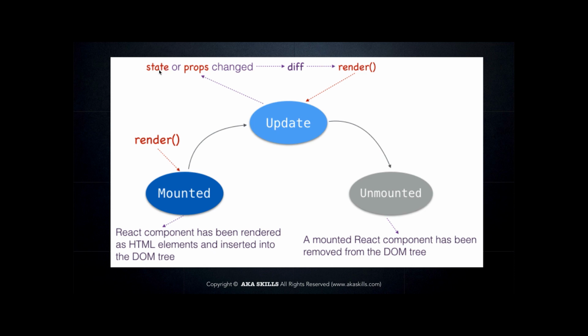The answer is, if the state of the component is changed or the props are changed. If there's a difference between the previous props and the next props, or the previous state and the next state, then the component will render itself and will update with the changes. We need to keep this in mind. How do we enforce a re-render on a component? We update either state or props. So let's go to the next slide.